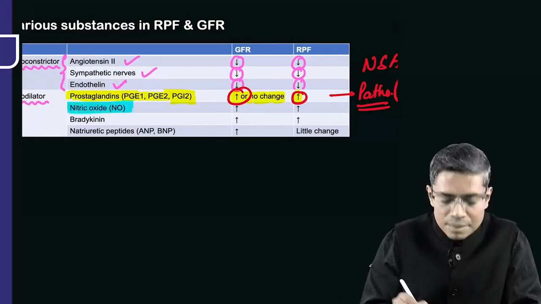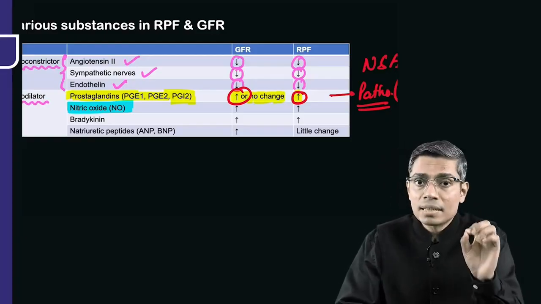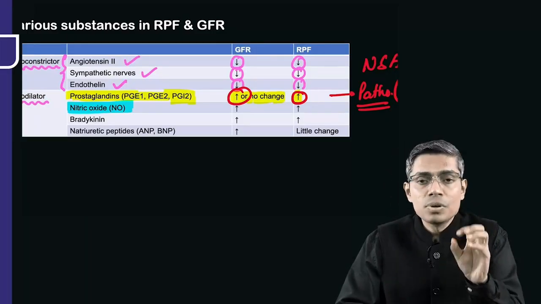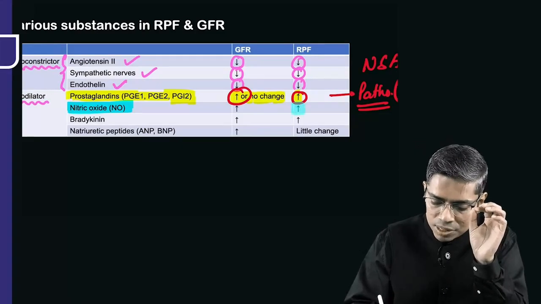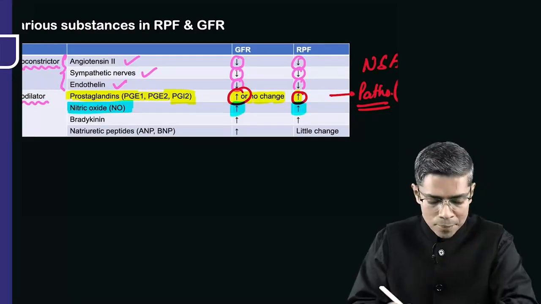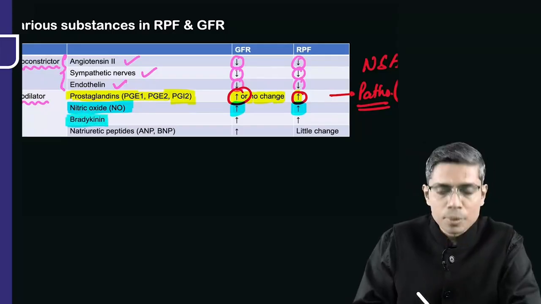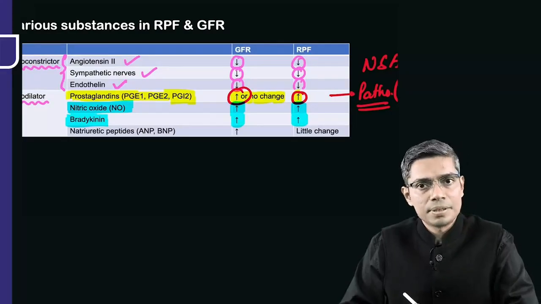Nitric oxide has a similar kind of role. It also counteracts the effect of angiotensin 2 and sympathetic system mediated vasoconstriction. That's why it causes vasodilatation and RPF and GFR increase. Similarly, bradykinin is a potent vasodilator. It causes increase in renal plasma flow as well as increase in your GFR.